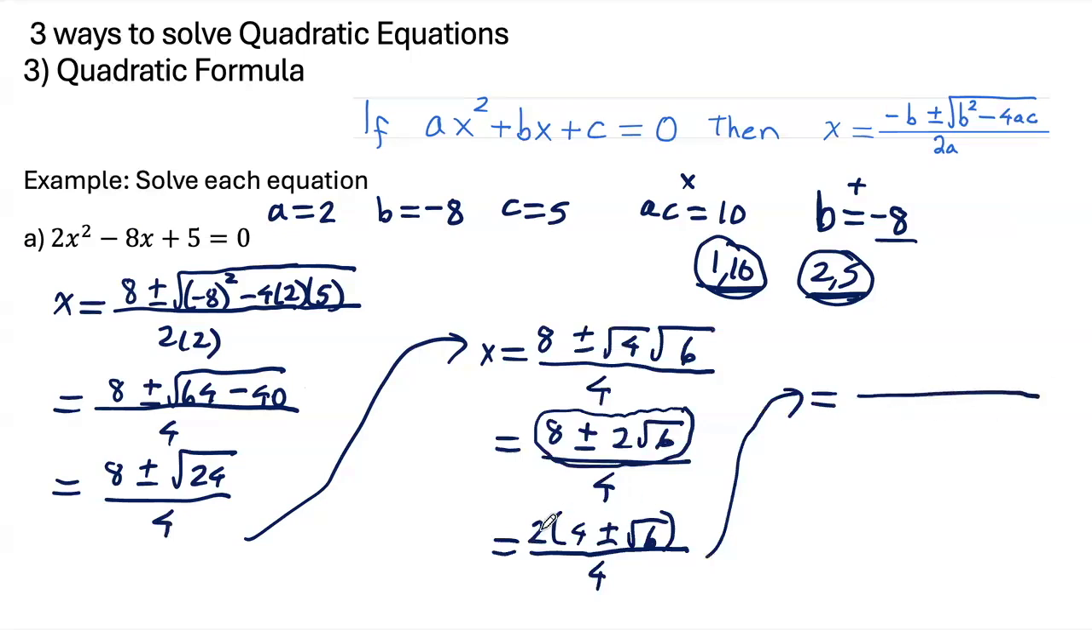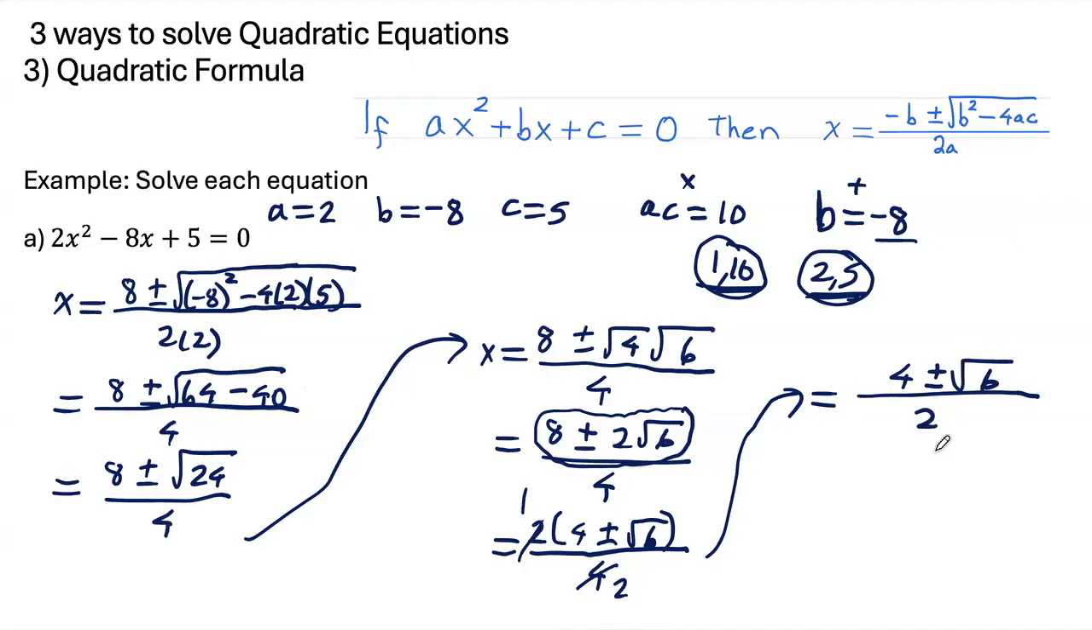Look at the 2 and try to reduce it with the 4. 2 divided by 4 is 1/2. So I cross that out to a 1, cross that out to a 2, and then I no longer need the 1. When I have a 1 times a bracket, I can just leave it out, and I have 4 plus or minus the square root of 6 all over 2.